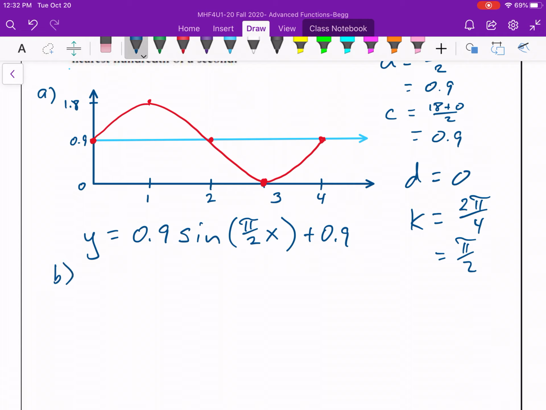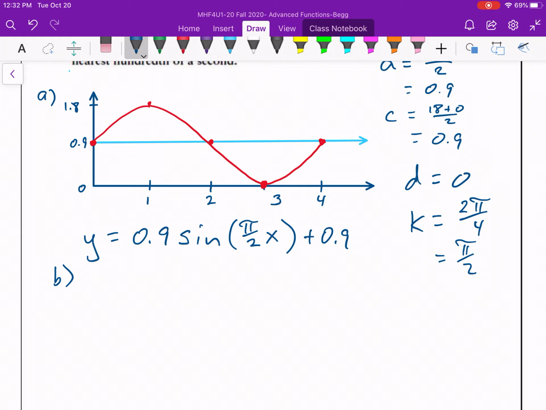The mean is the axis, the horizontal axis, the C value. So we want to find it at 1.4, right? 0.9 plus 0.5 equals 1.4, not seconds, meters high. So we want to find it, if I had to estimate, somewhere around here. Here's 1.4.